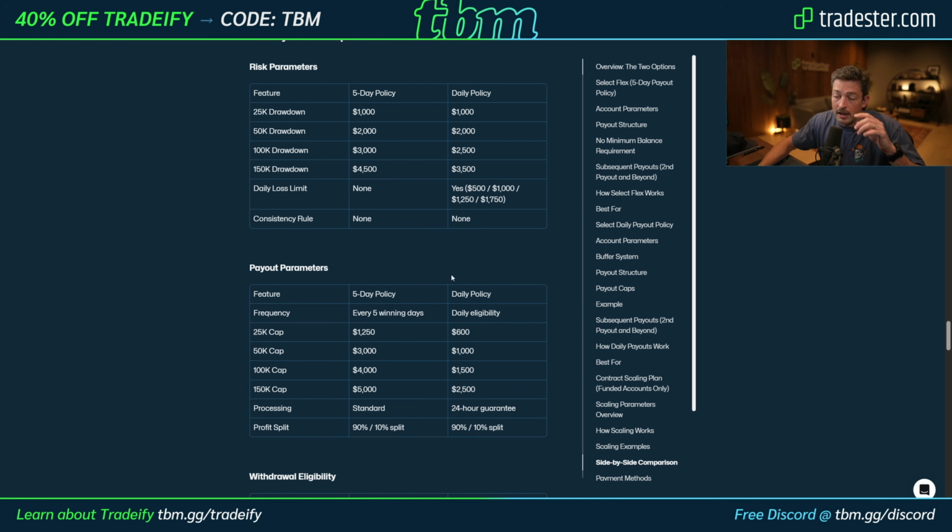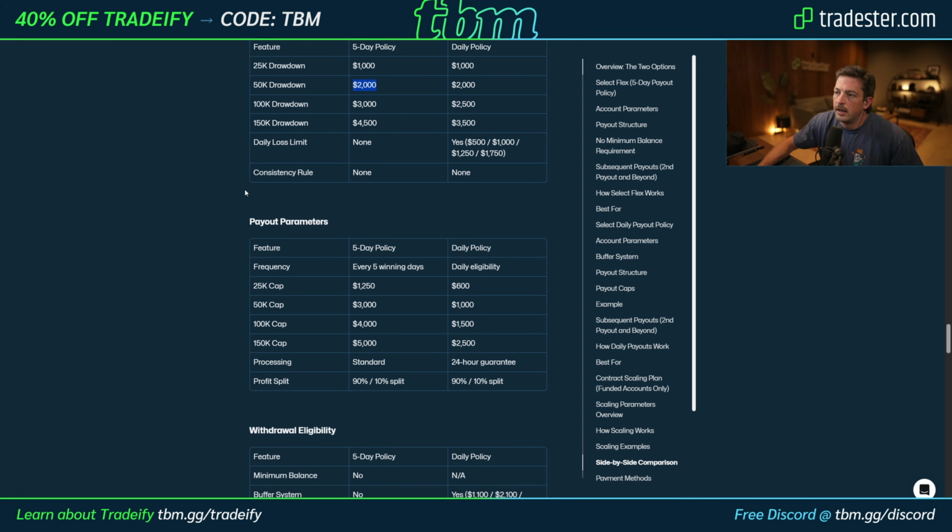Looking at the accounts side by side, this is where we're looking at, okay? So I'm looking at the 50Ks. This is the risk parameters, right? On the flex account, which is what I picked, it's $2,000 of end of day drawdown. Same with the daily account, okay? On the daily loss limit, right? It's $1,000 of daily loss instead of $0. So I have no daily loss limit. No consistency rule across the board. Profit splits are going to be 90-10 across the board as well.